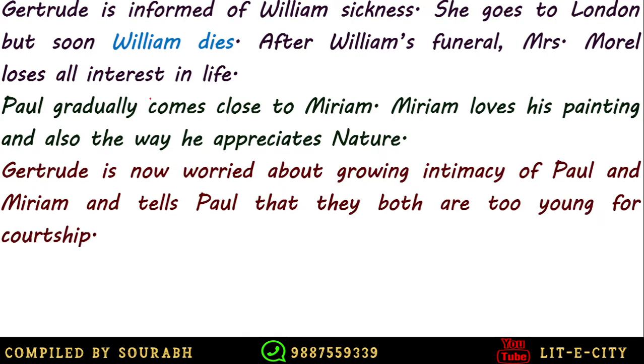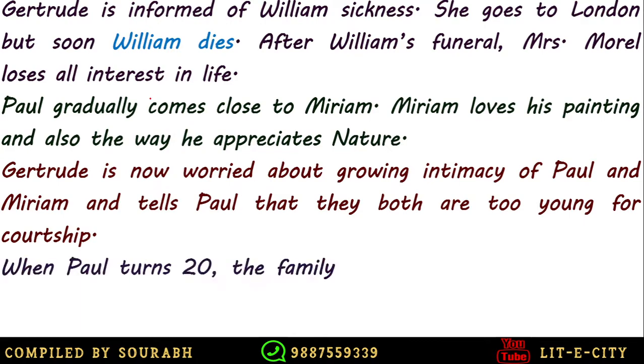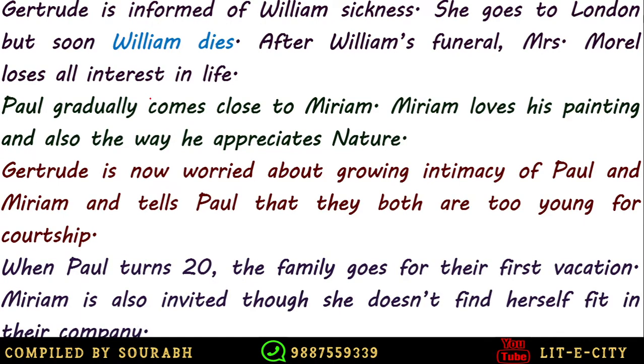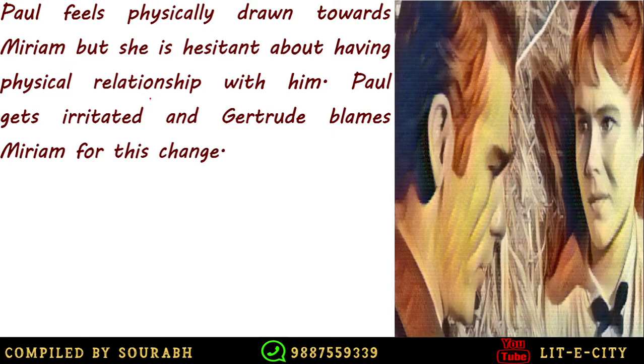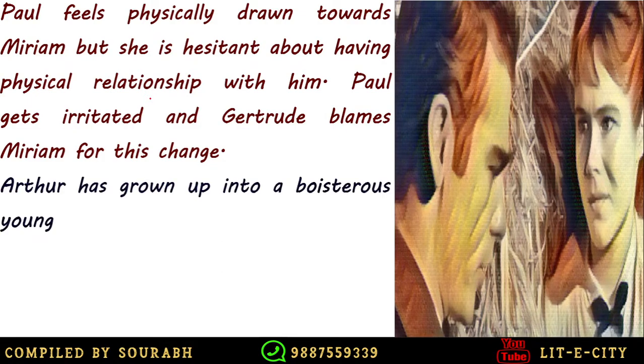Gertrude is now worried about the growing intimacy of Paul and Miriam and tells Paul that they both are too young for courtship. When Paul turns 20, the family goes for their first vacation. Miriam is also invited, though she doesn't find herself fit in the company of mother and son. Paul feels physically drawn towards Miriam, but she is hesitant about having a physical relationship with him. Paul gets irritated and Gertrude blames Miriam for this change. They basically wrap up their vacation early and come back to their home.